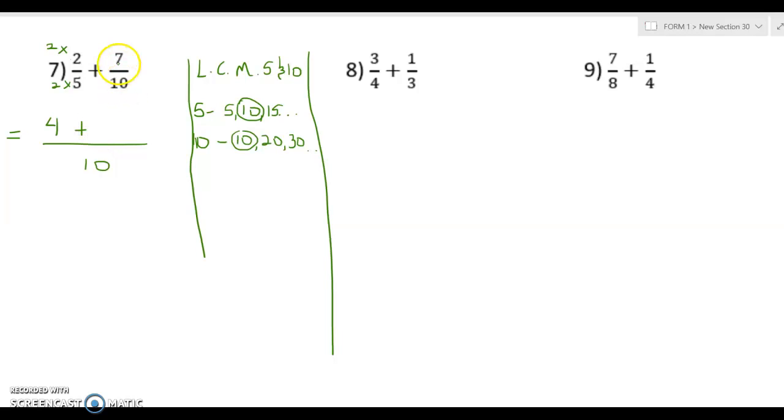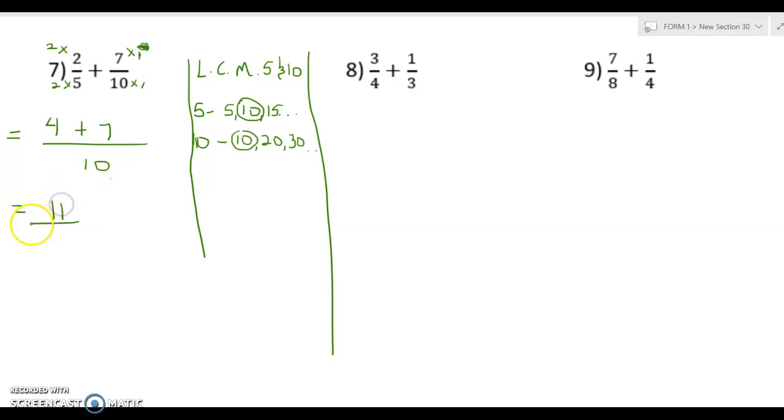Plus, now we are looking at the second fraction, 7/10. So ask yourself, 10 times what number gives you back 10? 10 times 1. So if I do it at the bottom, I must do it at the top. So 7 times 1 is 7. And then you just add your numbers: 4 plus 7, which is 11.